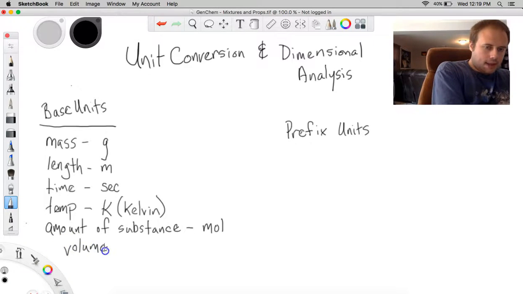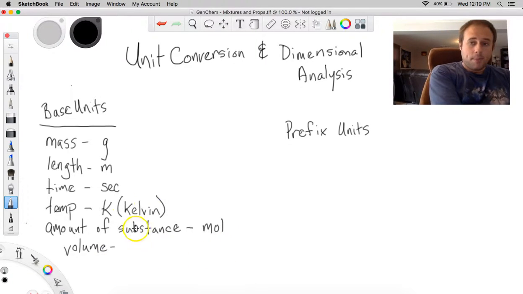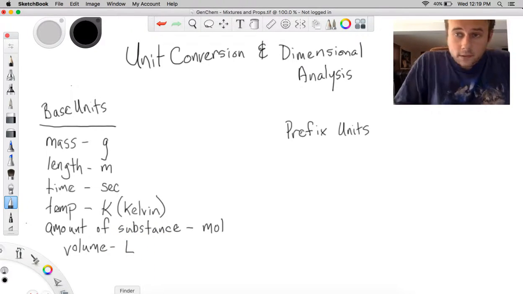You can talk about when you start getting into electrical units and things like that, but by and large, these are the ones we're going to use in chemistry most often. And the unit there is going to be liters.